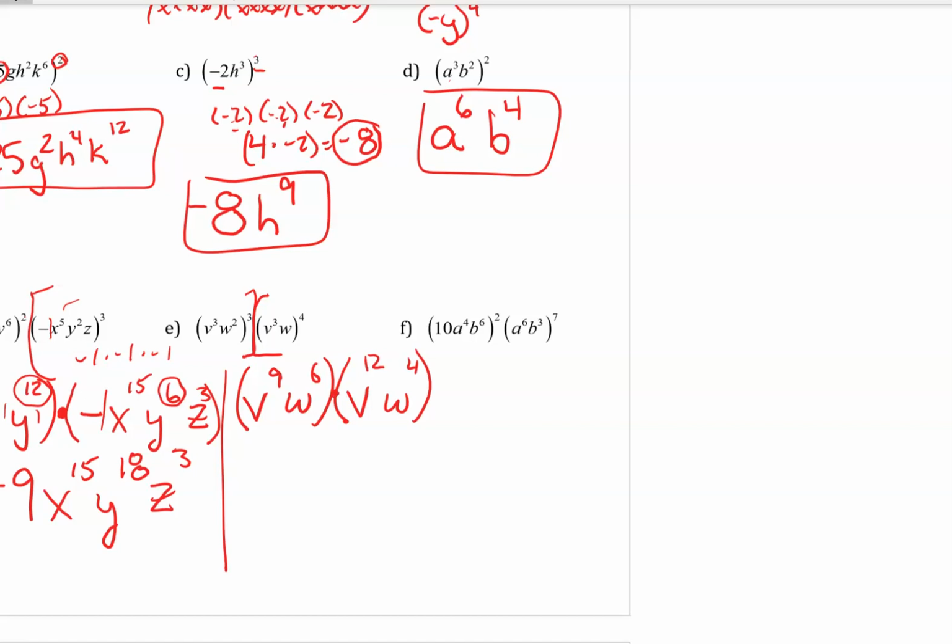Now I have multiplication. So I'm going to add the exponents for the same base. So v to the 9th times v to the 12th is v to the 21st, 9 plus 12. W to the 6th times w to the 4th is w to the 6th plus 4, w to the 10th.